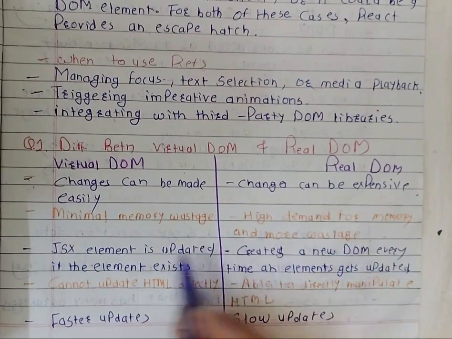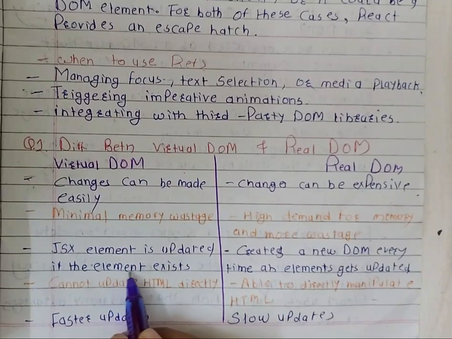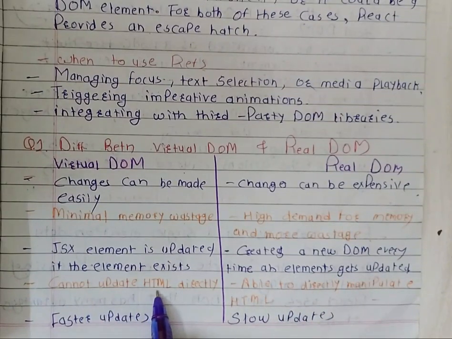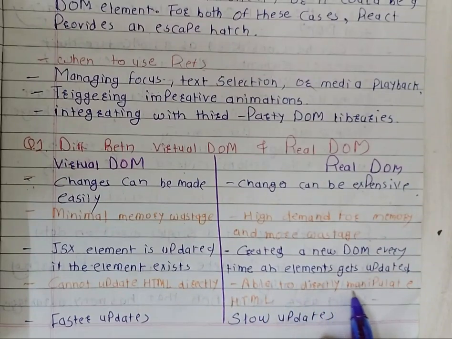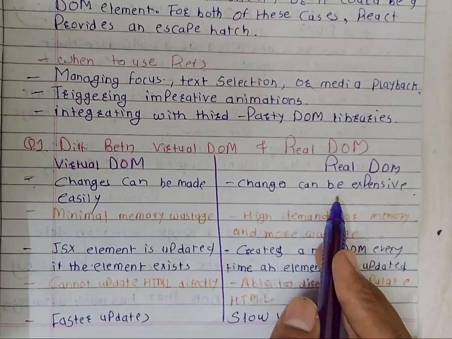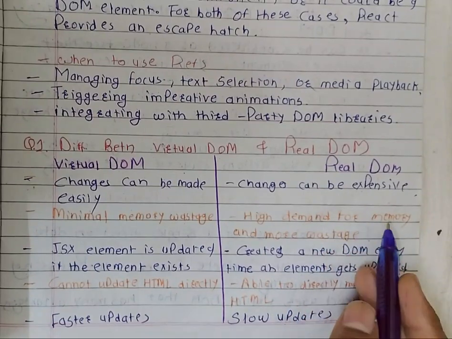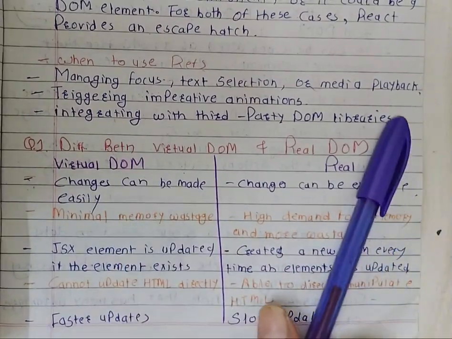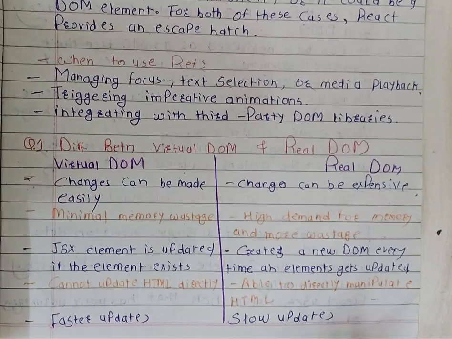In the virtual DOM, the JSX element is updated if the element exists; the real DOM creates a new DOM every time elements get updated. The virtual DOM cannot update HTML directly, while the real DOM is able to directly manipulate HTML. The virtual DOM has faster updates and the real DOM has slow updates. So what is the main difference, and why is the virtual DOM faster and the real DOM much slower? The reason is that the virtual DOM is basically an exact copy of the real DOM.